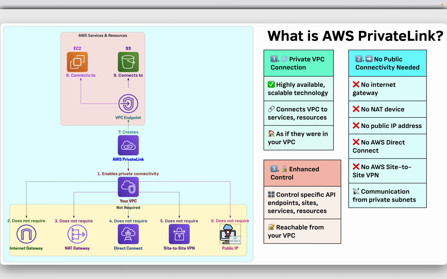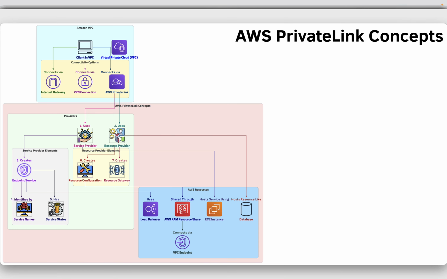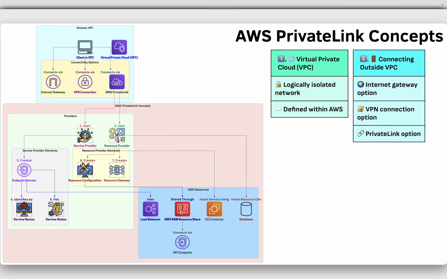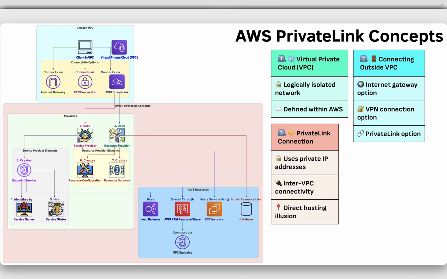With AWS PrivateLink, you control the specific API endpoints, sites, services, and resources that are reachable from your virtual private cloud. AWS PrivateLink concepts. So first one is VPC. A VPC is a logically isolated virtual private network that you can define within AWS. You can enable connections from your VPC to the outside world using methods like an internet gateway, a VPN connection, or use AWS PrivateLink.